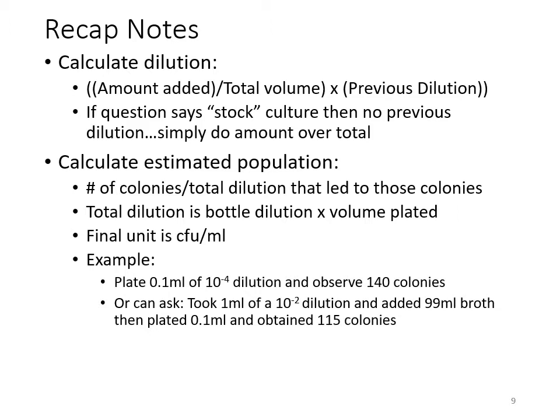So in this one, you would still take your colonies on the top, and on the bottom you would have 0.1, and then you would have to multiply that 0.1 by how you would calculate dilution, which you know from the previous slide is 1 ml over the now total of 100 ml times the previous dilution of 10 to the minus 2. Okay, so it would be 115 colonies over 0.1 times the dilution, which you would represent as 1 over 100 total, times the previous dilution of 10 to the minus 2.